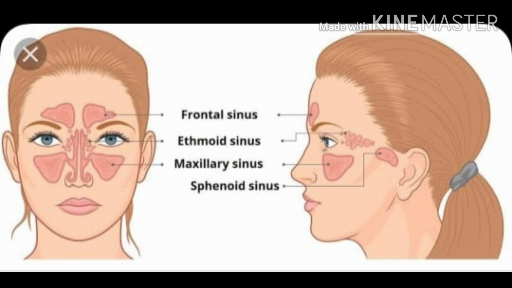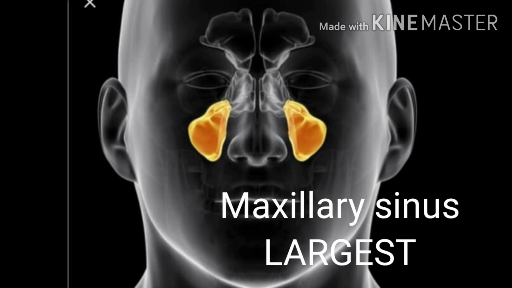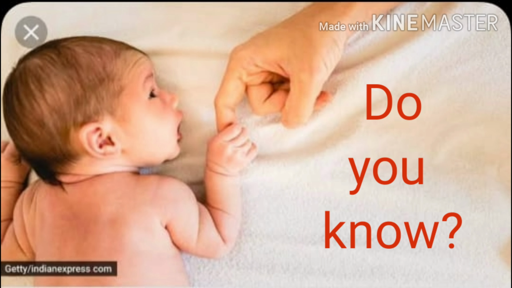First one is frontal sinus, which is situated in the frontal bone. Next is ethmoidal air sinus, which is situated in the ethmoid bone. Maxillary sinus, it is the largest among all the sinuses, situated in the maxilla. And the sphenoidal sinus, situated in the sphenoid bone. Please note down carefully that the maxillary sinus is the largest.